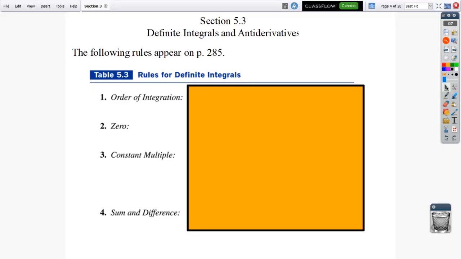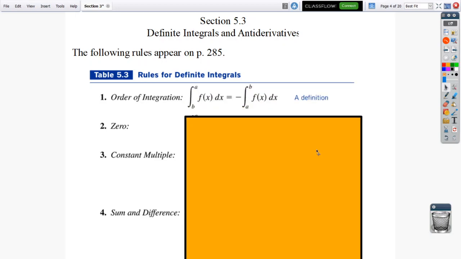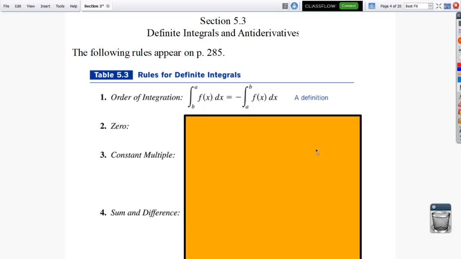And if we flip-flop the limits of the integral, what I'm saying there is instead of having the integral from b to a of f of x dx, we take the integral from a to b of f of x dx. They're opposites of each other. So the integral from b to a of f of x dx is equal to the opposite of the integral from a to b of f of x dx. If you flip the limits on an integral, change the sign.